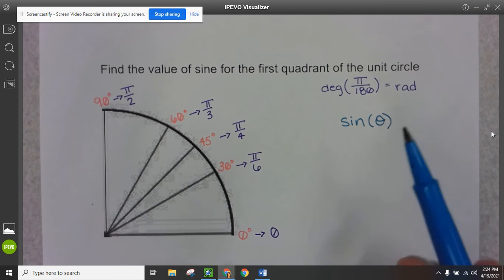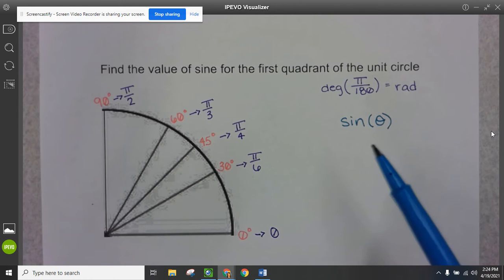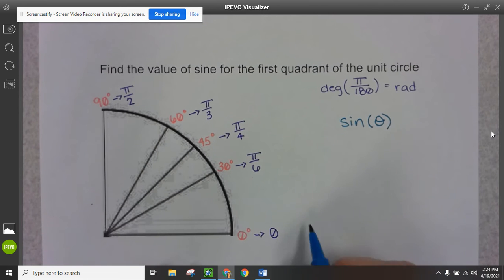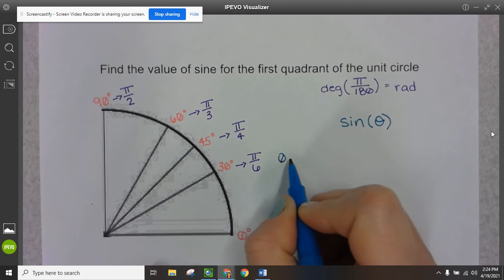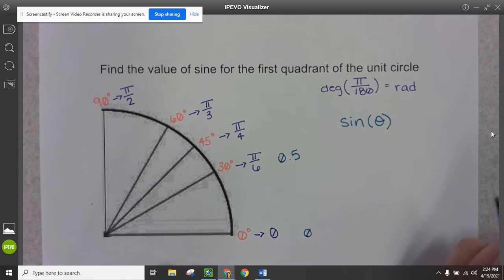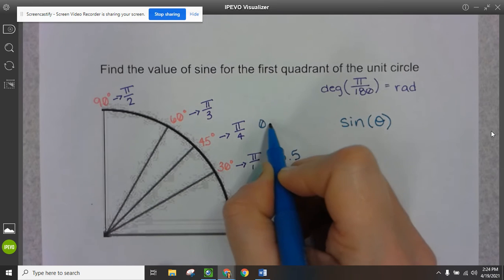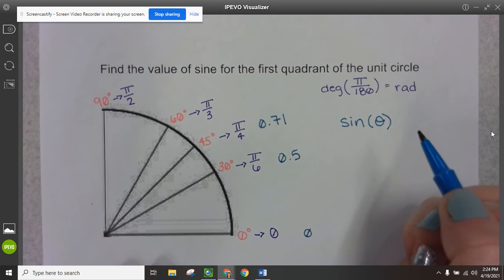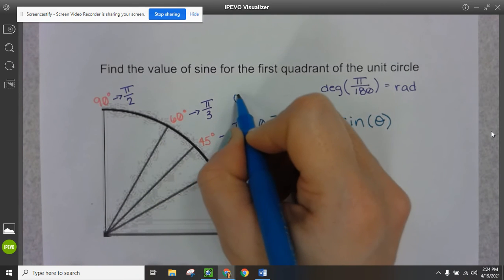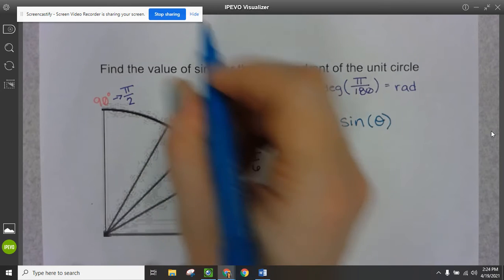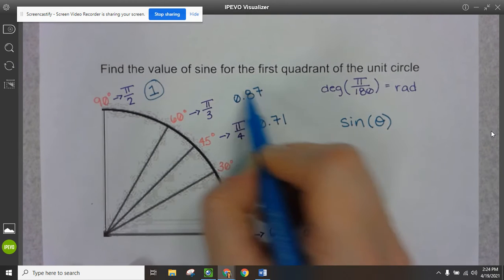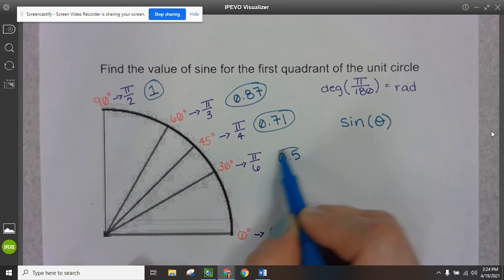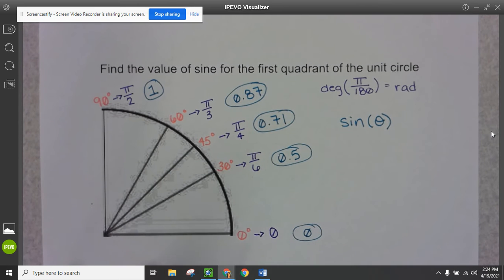So I've already done these. So in this blue color, I'm going to do the sine of each of these angles. So the sine of 0 is 0. The sine of 30 is 0.5 or 1/2. 45 gives me 0.71, and I'm going to do 2 decimal places. I'm just rounding to make our lives easier. And then this would be 1. So these values are the sine of that particular angle.